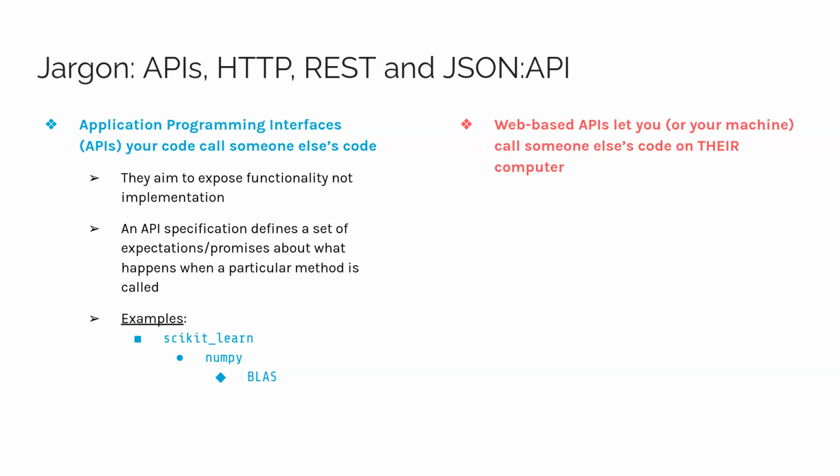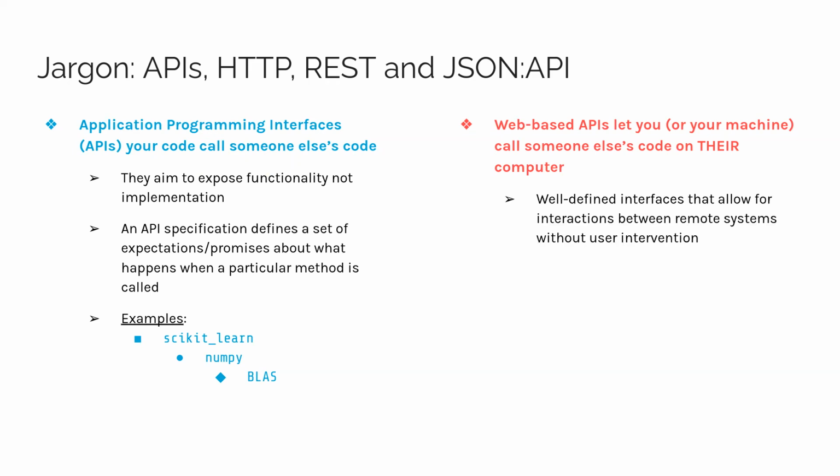So a web API is the equivalent of calling someone else's code on their computer. You're doing something that you want them to do, and it's setting off some machine somewhere. It's their computer, and something is happening as a result. So it's very vague, but that's ultimately all it is.